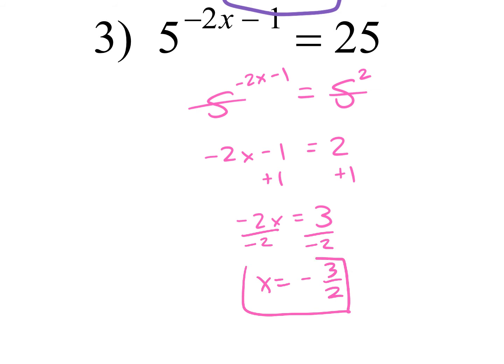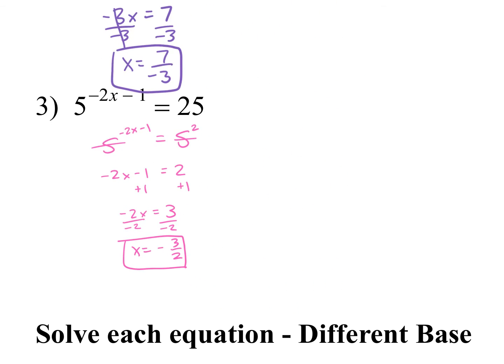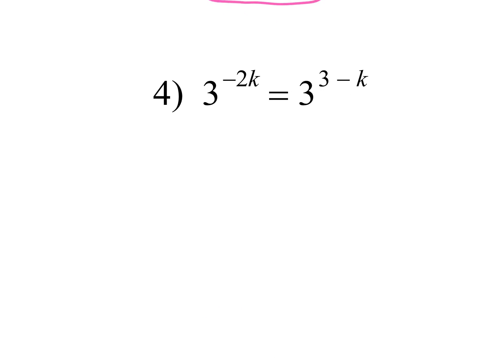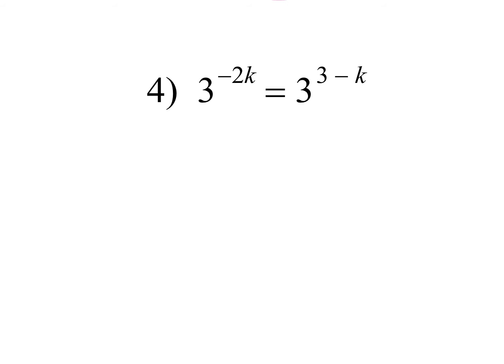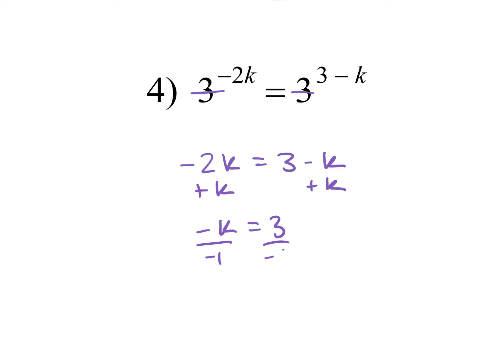All right, number 4. For 4, my bases are already the same, so what can I do? Cross them out. So I have negative 2k is equal to 3 minus k. Now here I have a k on both sides, so what should I do next? Add k. So I want to combine my like terms, so I got to move it to the other side. So what's negative 2k plus k? Negative k. So negative k is equal to 3. And then how would I get k all by itself? Divide by negative 1. So what does k equal?